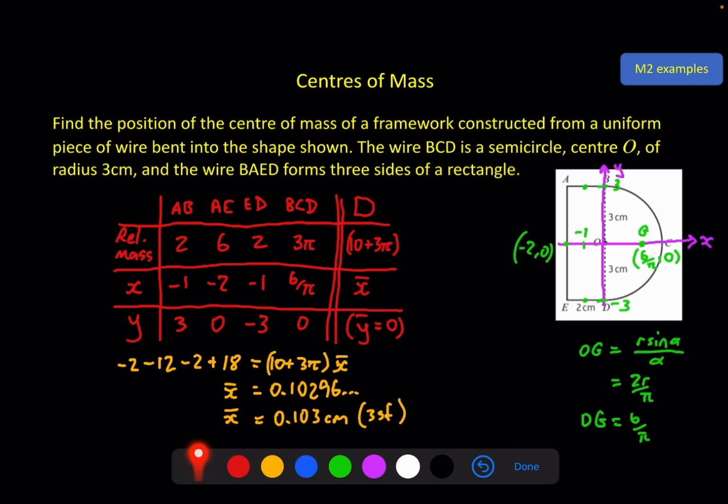So there are a few different ways that we could wrap this up. What I'm going to do is take this x coordinate and add 2 centimeters to it, so that I can say from AE, the centre of mass is 2.103 centimeters along the line of symmetry. And that's how I'm going to phrase my final answer: 2.103 centimeters from AE along the line of symmetry.